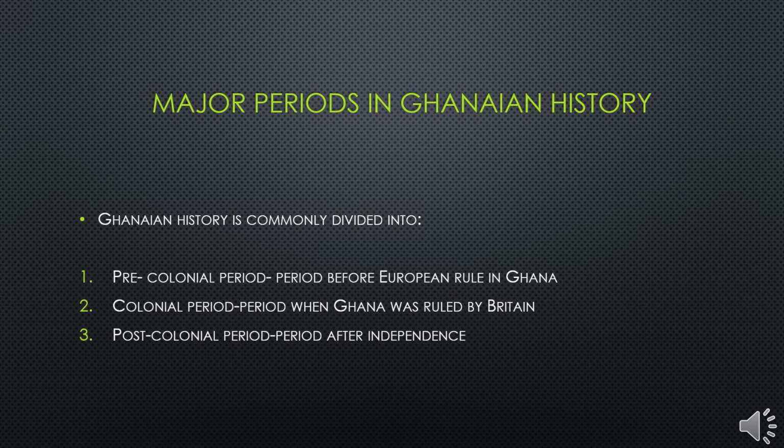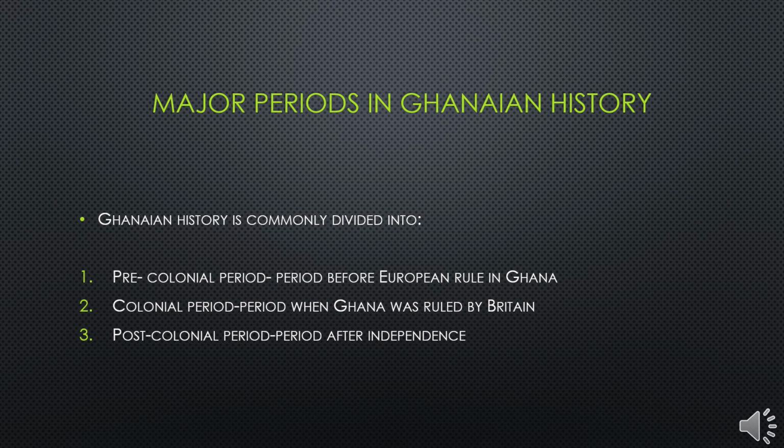So in short, this period was where Ghanaians had their own state and controlled their own affairs until the Europeans came in. And it ended around 1874, when the British declared the Gold Coast a crown colony.